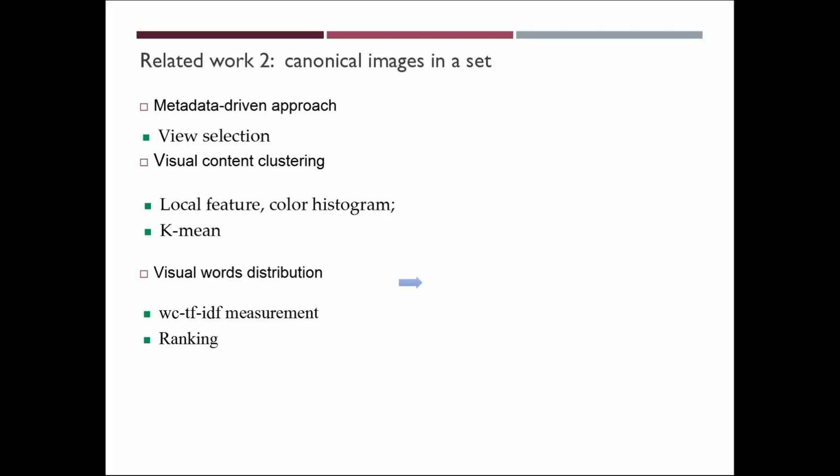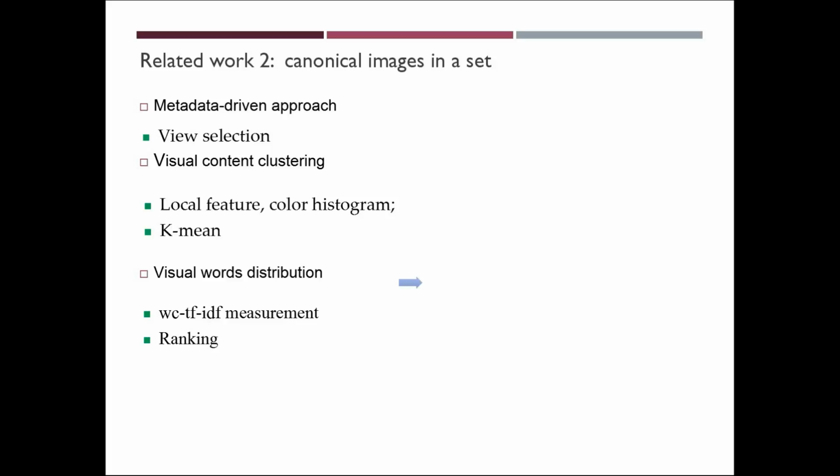The second kind of approach is called visual content clustering. They extract local feature and color histogram of each image. Then they perform a k-means clustering to find the represented images. Those images are defined as the clustering center. This is effective, but the user needs to decide how many clusters there should be. So this is not very flexible.